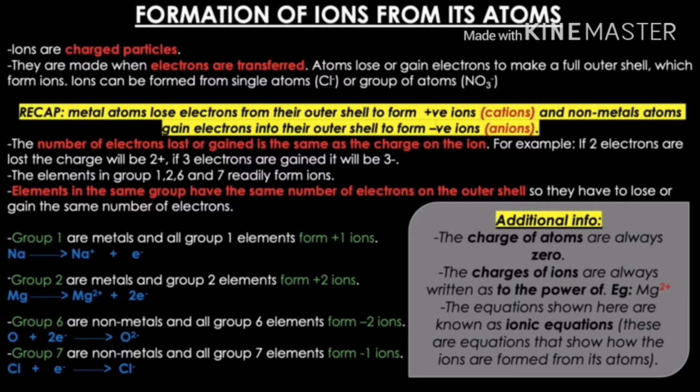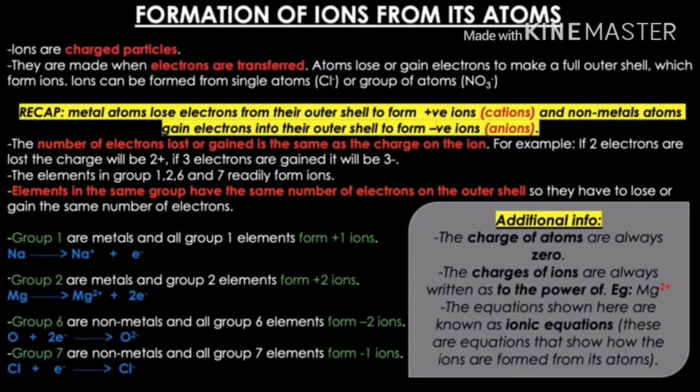Remember, metal atoms lose electrons from the outer shell to form positive ions. That's also known as cations. And non-metal atoms gain electrons into their outer shell to form negative ions, which are known as anions. The number of electrons lost or gained is the same as the charge on the ion. For example, if 2 electrons are lost, the charge will be 2+. If 3 electrons are gained, it will be 3-.